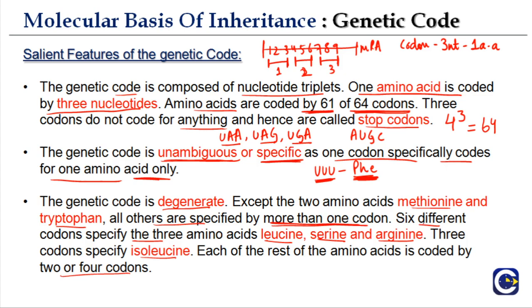And this you should try and remember: 6 different codons specify leucine, serine, and arginine. 3 codons are specified for isoleucine. You don't need to remember the codon sequence, but just try to remember this. And the rest of the amino acids are coded by 2 or 4 codons.